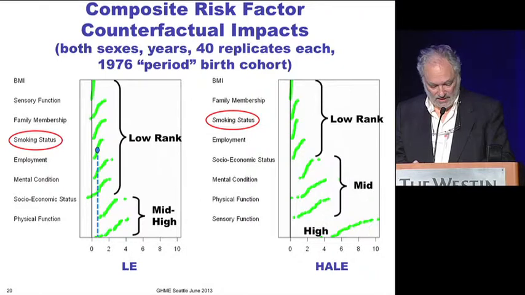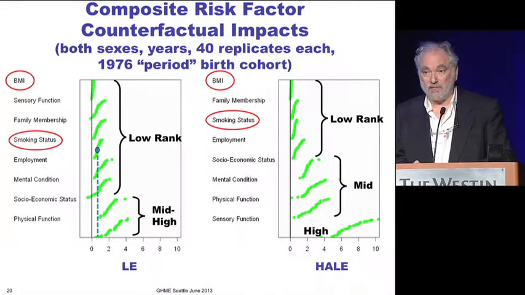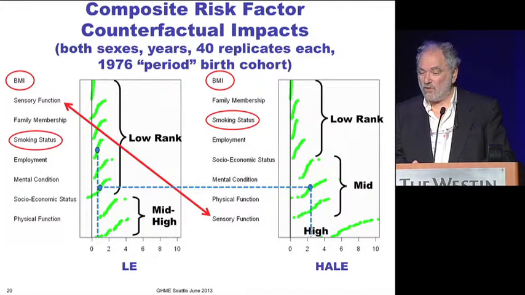Not surprisingly, socioeconomic status, physical and mental functioning are very important, but the most dramatic observation is the difference in sensory function between life expectancy and health-adjusted life expectancy. And while the rank order of mental conditions hasn't changed, if you look at where that scatter of points are, where the median is, which I've roughly indicated here, it's more or less tripled in its impact when you look at health-adjusted life expectancy.